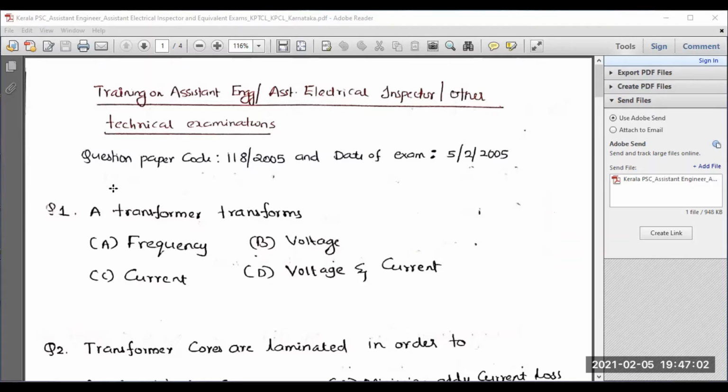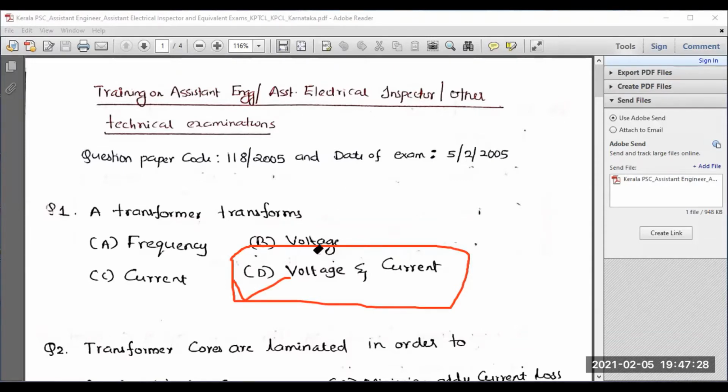Let us move on. First question. A transformer transforms A frequency, B voltage, C current, then D voltage and current. What is the right answer for this question? Actually, transformers transform both voltage and current. So I should go for option D. So option D is the right answer. So it transforms without changing frequency. Okay, the right answer is option D.